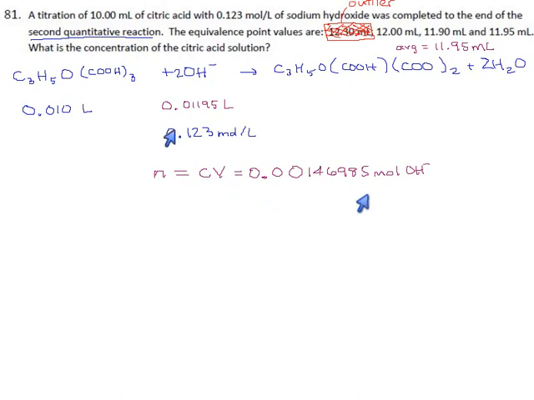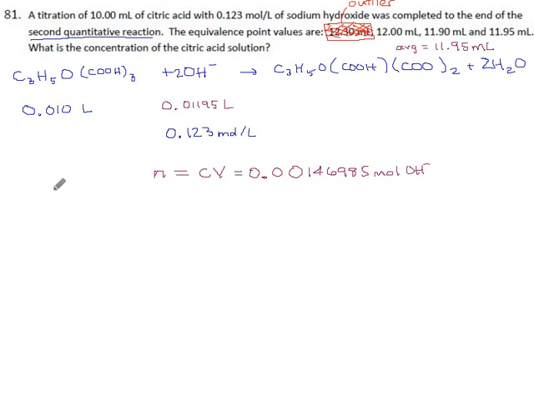Now, the amounts of hydroxide and citric acid are not identical. According to our reaction, however much hydroxide you have, in this case 2 OHs, you only have half that much citric acid in this reaction. So this number divided by 2 gives you the citric acid number. If this were 30, this would be 15. If this were 200, this would be 100. If this is 0.00146985, we have to take that number and divide it by 2.